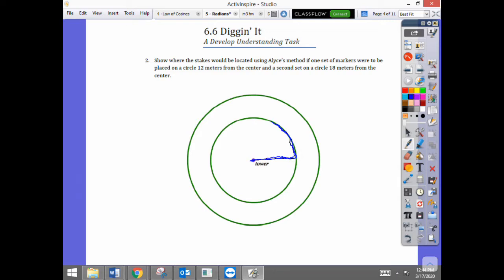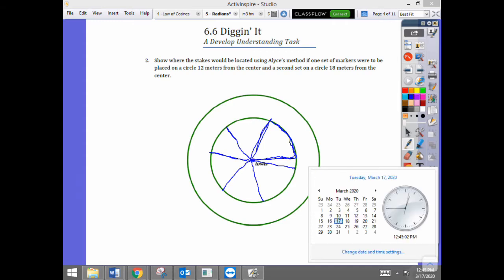It would probably go to about right there. Okay. How many of those could we get around the circle? Well, if we kept measuring, the next one would probably be to about right there. The next one would probably be to about right there. About right there. About right there. And probably about right there. So how many times have we gone around?